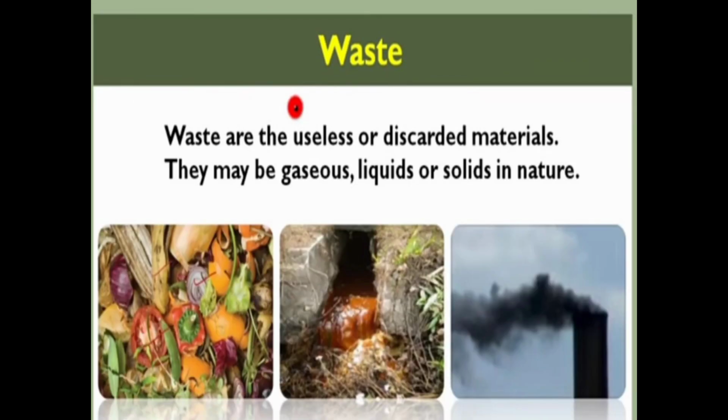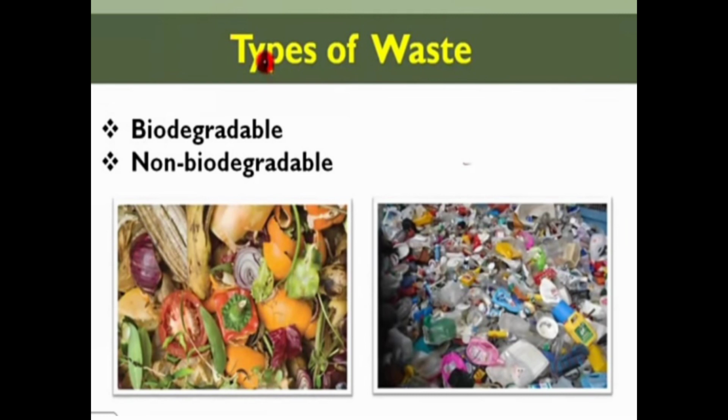Then if we talk about waste, we know that it is useless and discarded material. The material which we usually throw out is waste. But waste can be gaseous, liquid or solid. As we can see in the figure, this is the kitchen waste. It is solid waste. This is the liquid waste. This is the waste coming out of the chimneys, which is a type of gaseous waste.